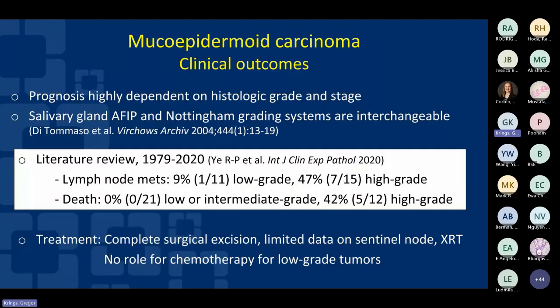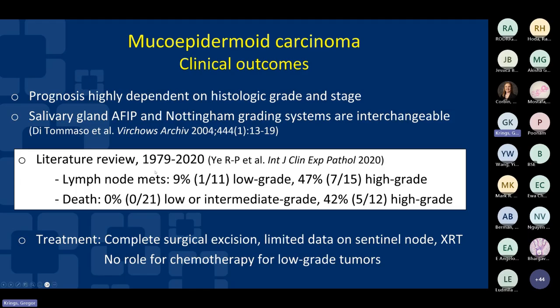In terms of clinical outcome, this is very highly dependent on the histologic grade of mucoepidermoid carcinoma as well as stage. And it was shown a number of years ago that both the salivary gland and Nottingham grading systems are interchangeable in this context.